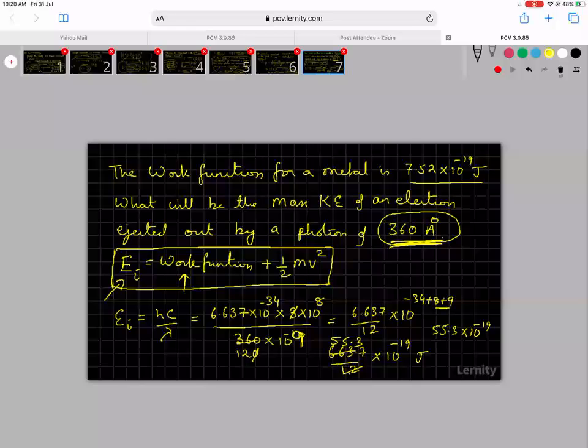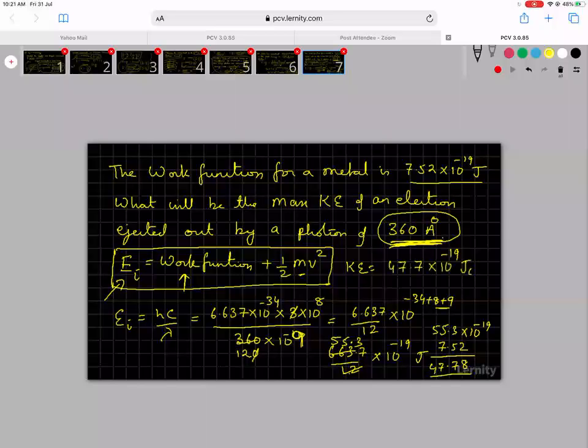So they are asking you what is the maximum Ke. So Ke will become equal to, if I simply subtract those two numbers, 55.3 minus 7.52. So this will give me 8 here, 7 here, 7 here. So 47 point something. So 47.7 into 10 power minus 19 joules.